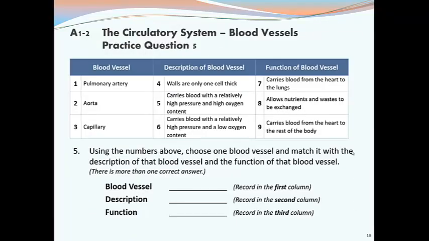I now ask you to pause the video to do the next two questions, questions 5 and 6, and push play once you've had an opportunity to complete both those questions.